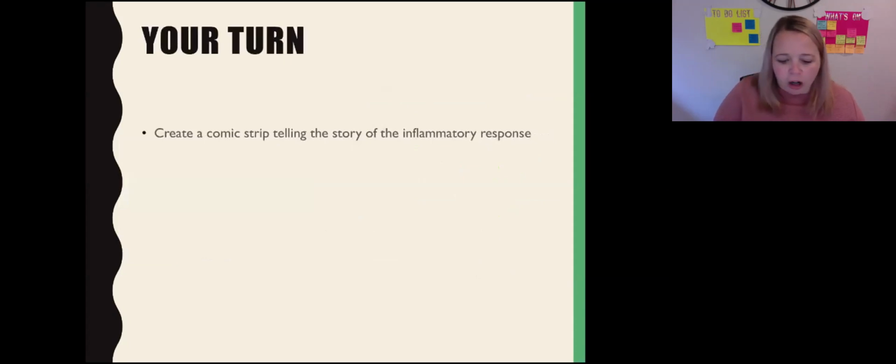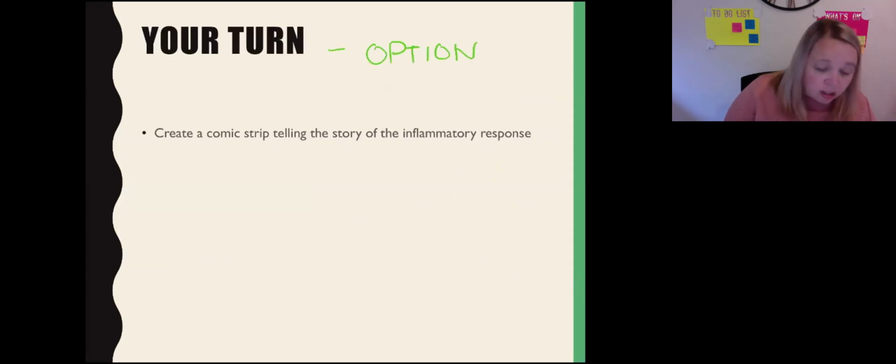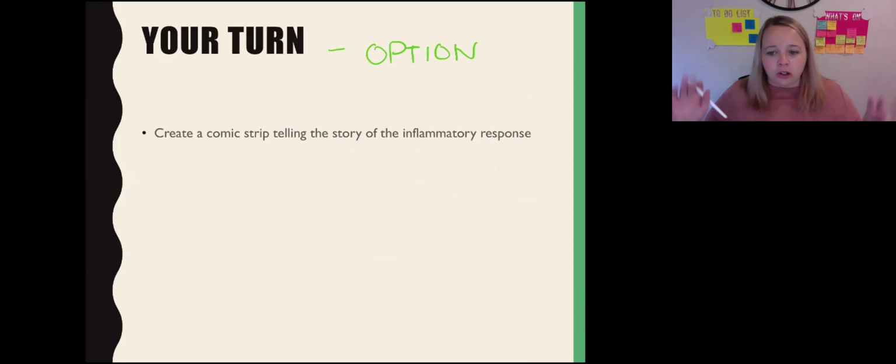So this is an option, and if you want to complete it, you can complete it. You can send it to me. On page number 10, there is a story of the immune response. I think drawing this process really does help consolidate it, but if you don't have time to do that because you are doing a whole bunch of other work at the moment, you might want to leave this for later on. I don't mind, but I'd love to see what you can produce.